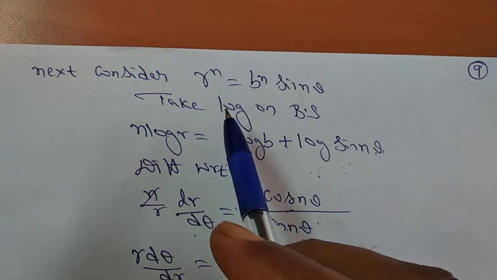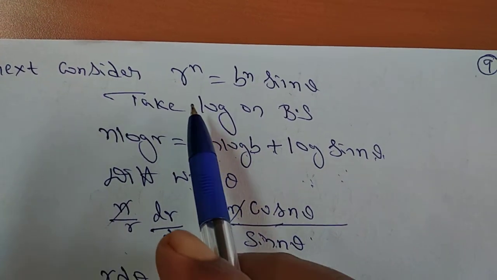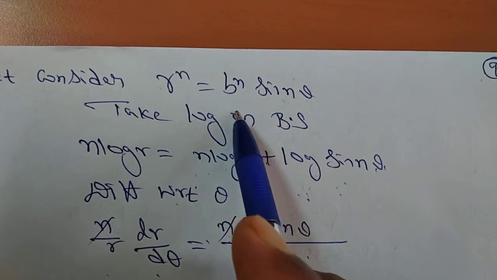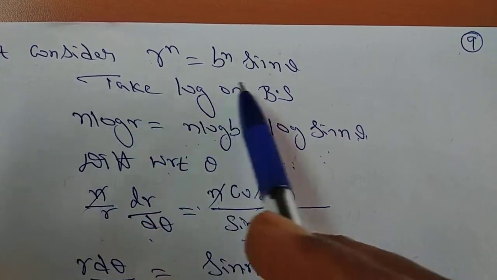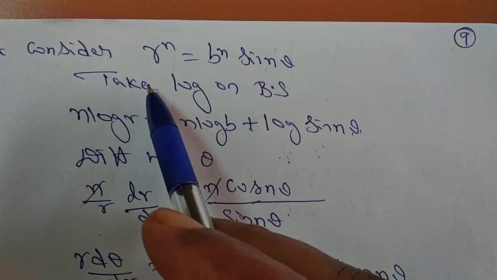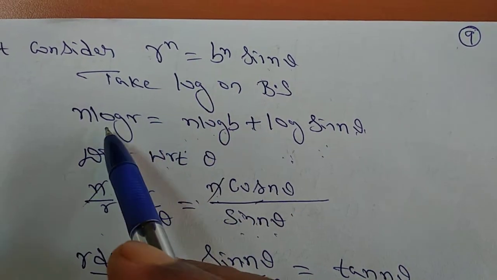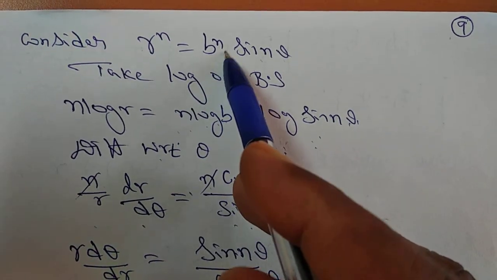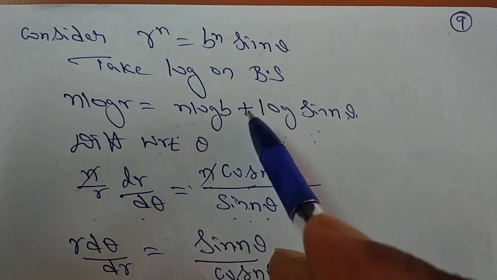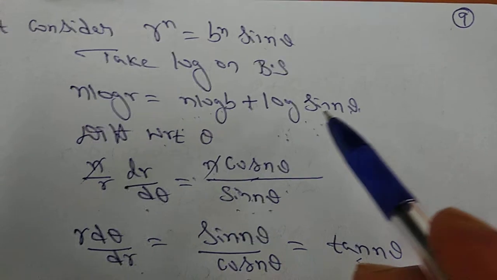So next you have to consider the next curve. What is the next curve? r^n = b^n sin nθ. Take log on both sides. What is the log of r^n? That can be written as n log r, which is equal to log b^n plus log sin nθ, that is n log b plus log sin nθ.